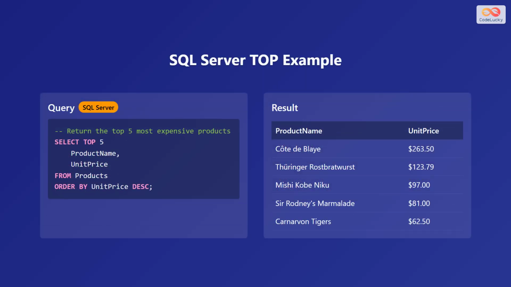Here's an example of how to use the SELECT TOP clause in SQL Server. This query retrieves the top 5 most expensive products from a products table. It selects the product name and unit price columns, orders the results by unit price in descending order using the DESC keyword, and limits the output to the top 5 rows. The result shows a table with the 5 most expensive products and their unit prices.